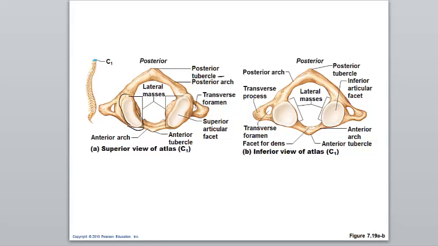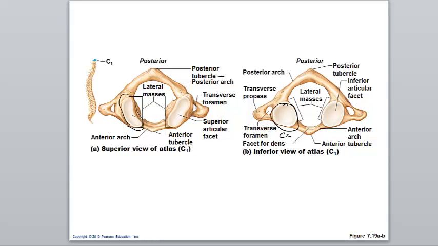Remember, it sits on the condyle of your occipital. That's going to sit on the superior articular facet. You're going to have transverse foramen here as well. Inferiorly, you're going to see the inferior articular facet, which is going to sit on C2. Okay, C2 is called axis. That's what we're going to talk about next. So this is your atlas.